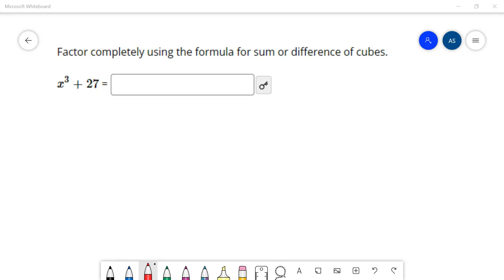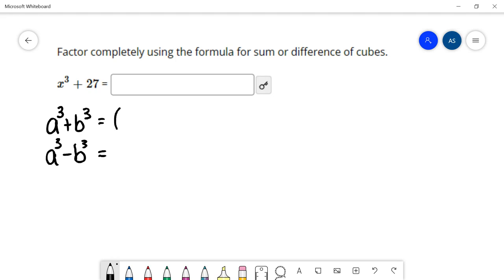The directions say to factor completely using the formula for sum or difference of cubes. So let me show you the formula. The formula is a cubed plus b cubed. This is the sum of cubes formula. Or difference of cubes would be a cubed minus b cubed. They have very similar formulas.